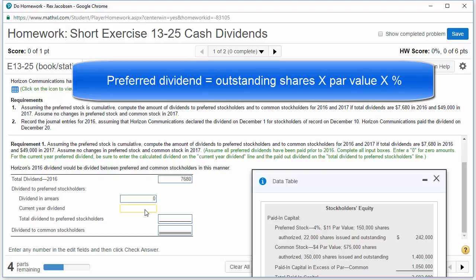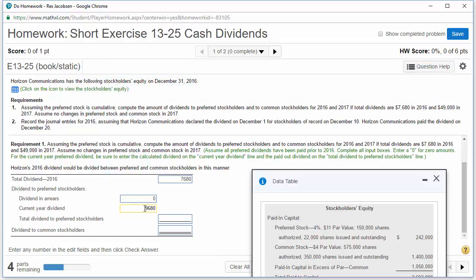It's outstanding shares. Now remember, this is for the preferred stockholders. So we've got 22,000 outstanding times par, $11 par, times the rate, 4%. When we multiply that out, we get $96.80. Now, we owe our preferred stockholders $96.80, but we've only got $76.80 declared. So how much are we going to pay them? Well, you can't pay them more than we have available. So we're only going to pay them $76.80.